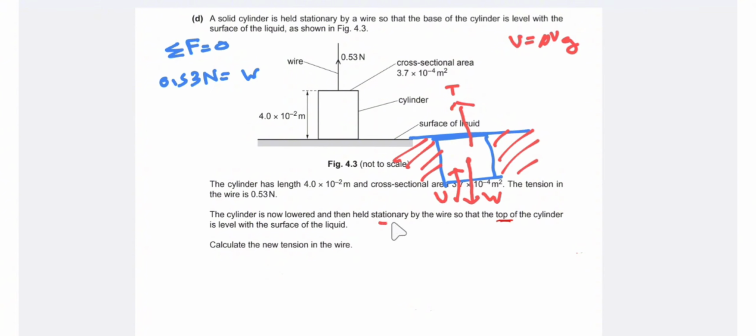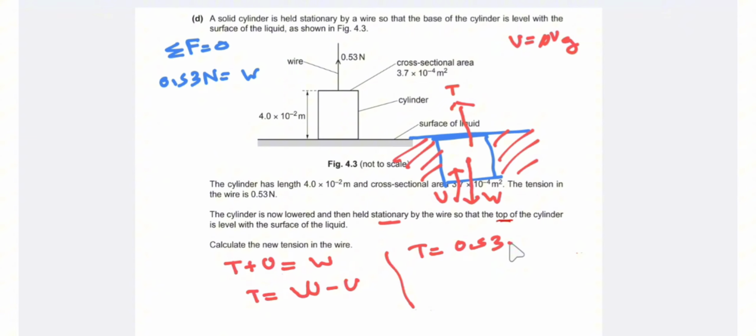And the cylinder is stationary. That means the upward force is equal to the downward force. So the upward force, that is tension plus upthrust, is equal to weight. We need to find the new tension, so tension is equal to weight minus upthrust. The weight is 0.53, so tension is 0.53 minus upthrust.